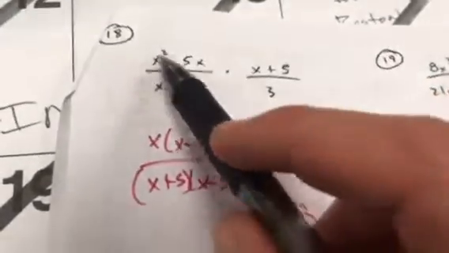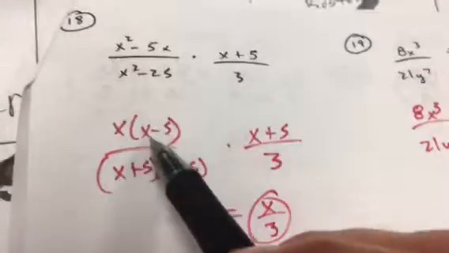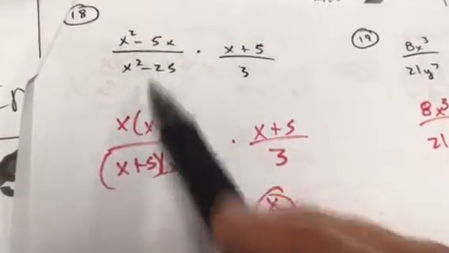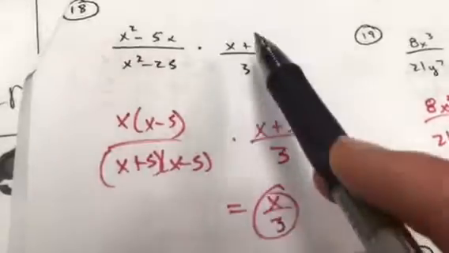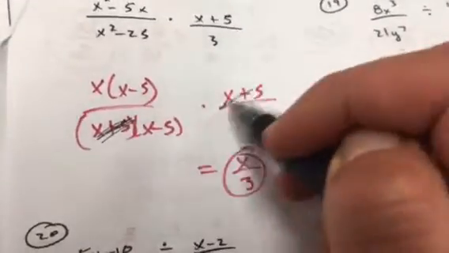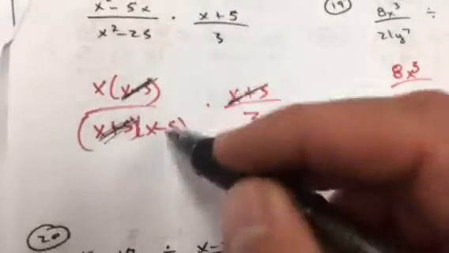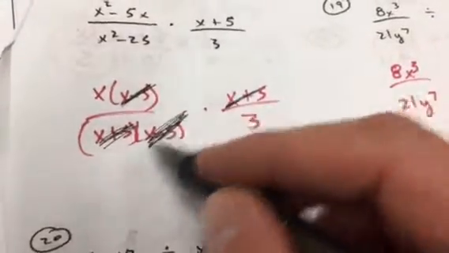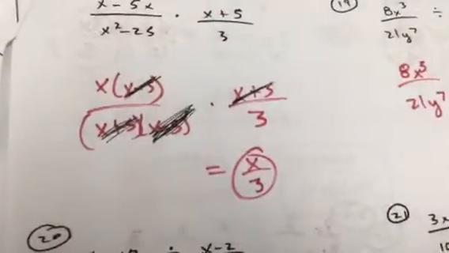18 here, guys. You can take out an x from those two terms, leaving you with x minus 5. Difference of two perfect squares, x plus 5, x minus 5. Nothing to factor there. Notice that this x plus 5 cancels with that x plus 5. That x minus 5 cancels with that x minus 5, leaving you with x over 3.